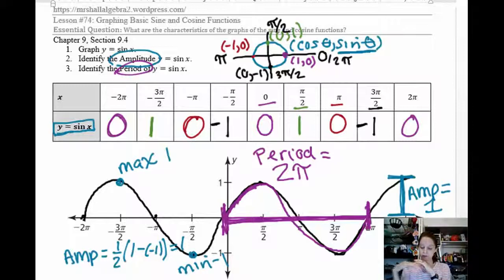Okay, so this is what I want you to be comfortable with, these 3 steps. 1, I want you to be able to fill in a table when x is given in radians. 2, I want you to be able to, after you've graphed it, identify the amplitude. That's half the difference of the maximum to minimum value. And then 3, identify the period of the graph. That is the horizontal distance a cycle takes.